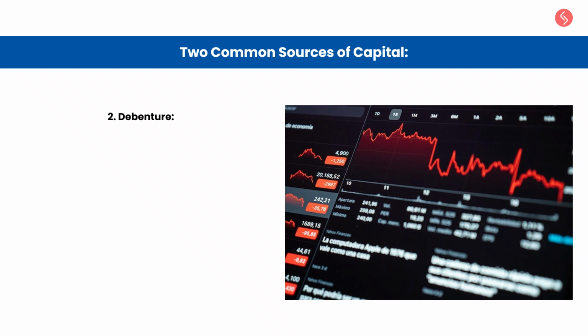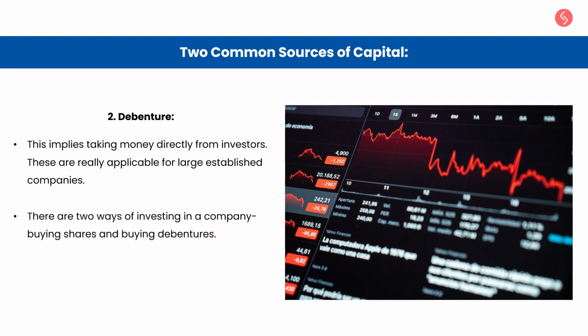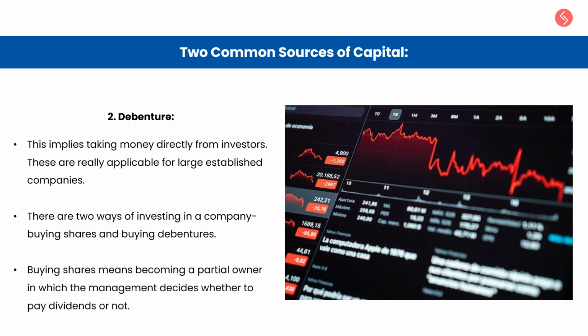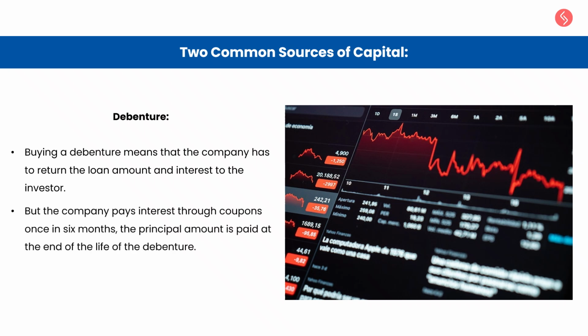Second source of capital is debenture. This implies taking money directly from investors. These are actually applicable for large established companies. There are two ways of investing in a company: buying shares and buying debentures. Buying shares means becoming a partial owner, in which the management decides whether to pay dividends or not. Buying debentures means the company has to return the loan amount and interest to the investor. But the company pays the interest through coupons once in 6 months. The principal amount is paid at the end of the life of the debenture. Both shares and debentures can be bought in the stock market.